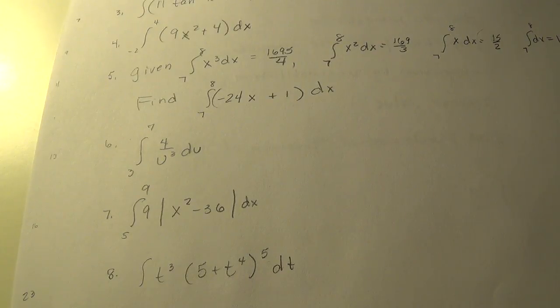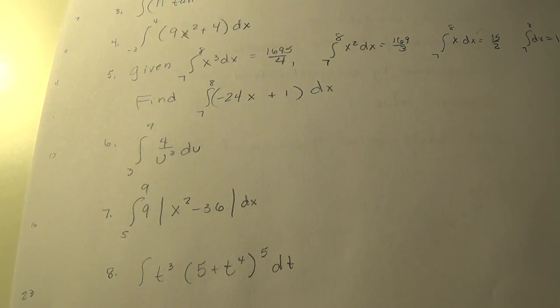Alright, number 6, 7, and 8. Absolute value pops up in number 7, so be sure to sketch it and determine what section. There'll be more than one section. You want to do it piece by piece.